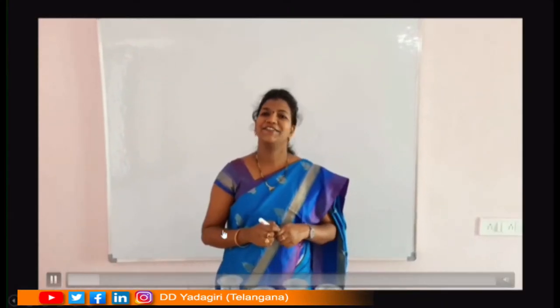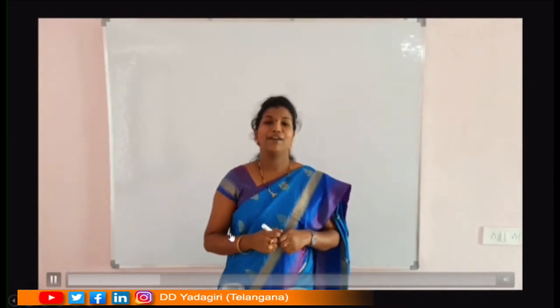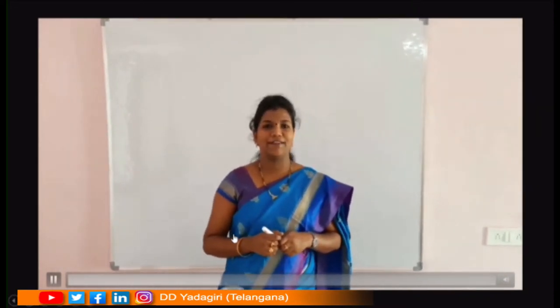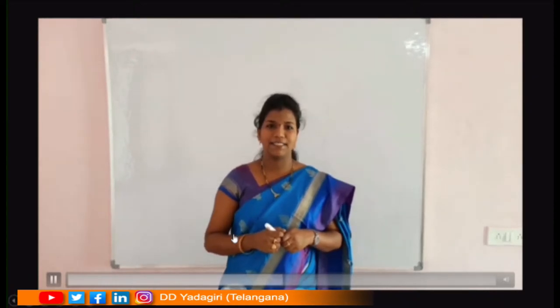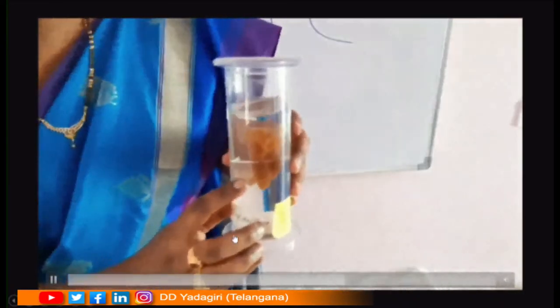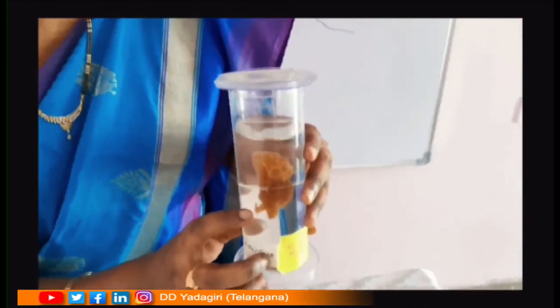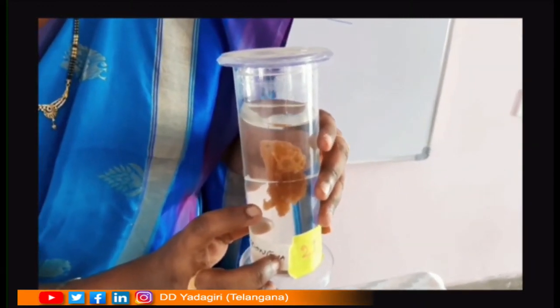Hello children, welcome to the session. Today, we are going to deal with chapter 5, diversity in living organisms. You can see the pore-like structures on their body, right? So, these are called porifera.